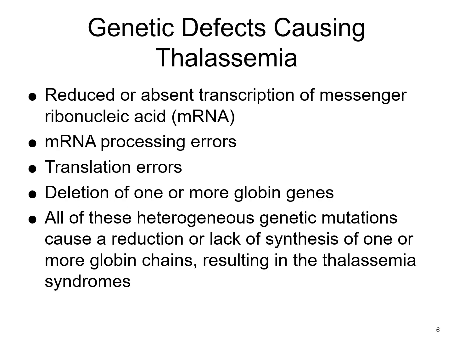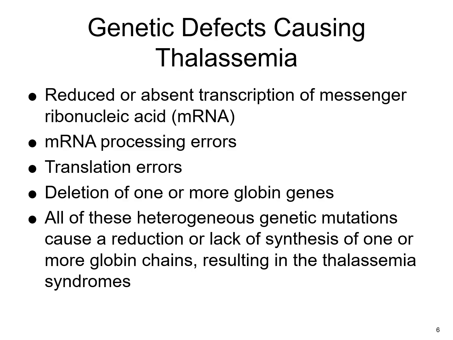Thalassemia syndromes result from a heterogeneous group of genetic mutations that disrupt normal globin chain synthesis. These mutations affect various stages of gene expression. The first one is reduced or absent transcription of mRNA. So mutations in the promoter or regulatory regions of globin genes lead to decreased or no transcription, and that means there's less mRNA for globin production.